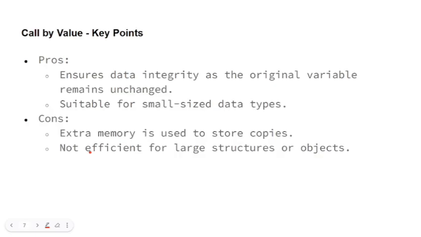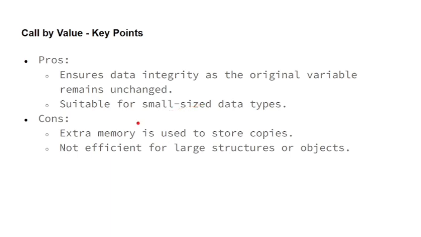Now, what are the pros and cons, the benefits and disadvantages of call by value functions? It ensures data integrity, as the original variables remain unchanged. That is the benefit of using call by value. It doesn't affect the original variables that were taken in the main function, and it is suitable for small size data types.